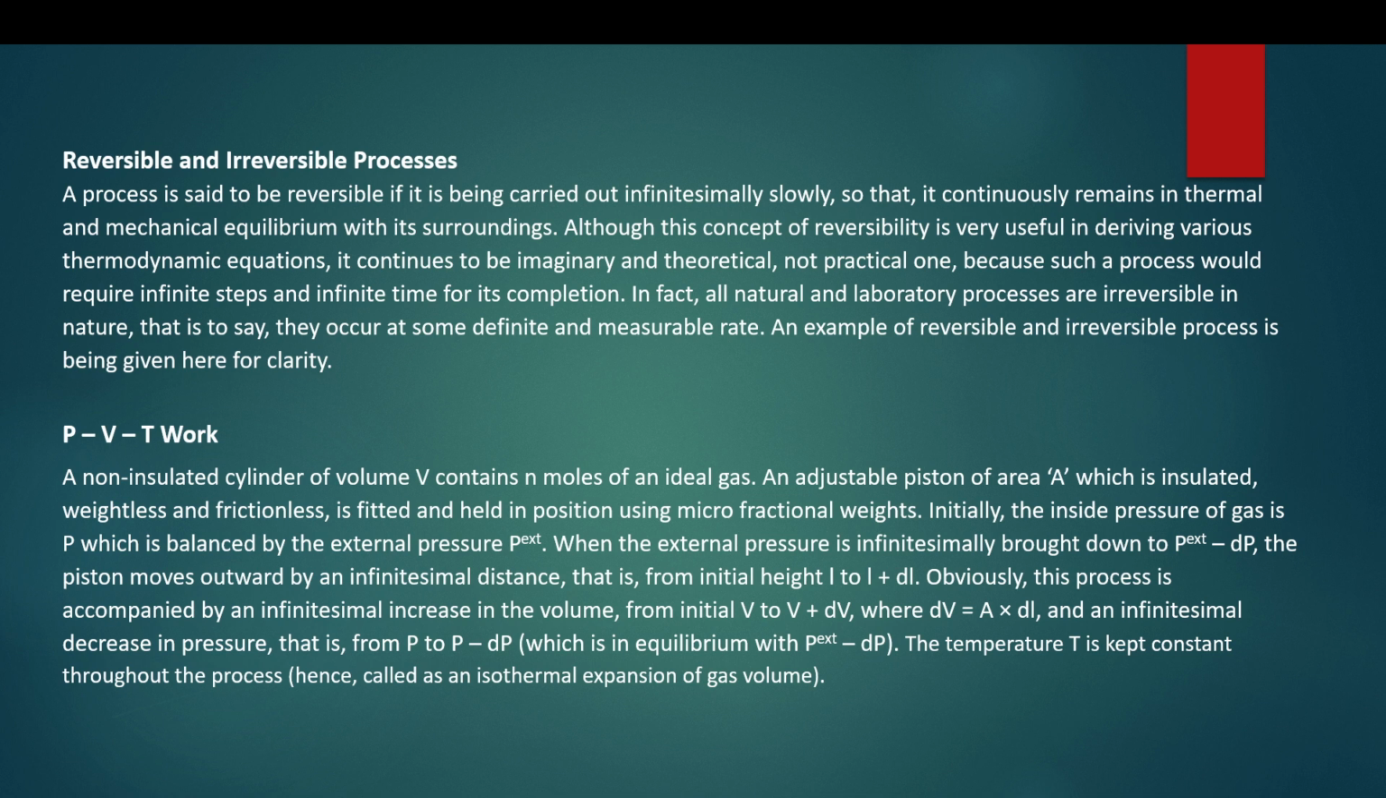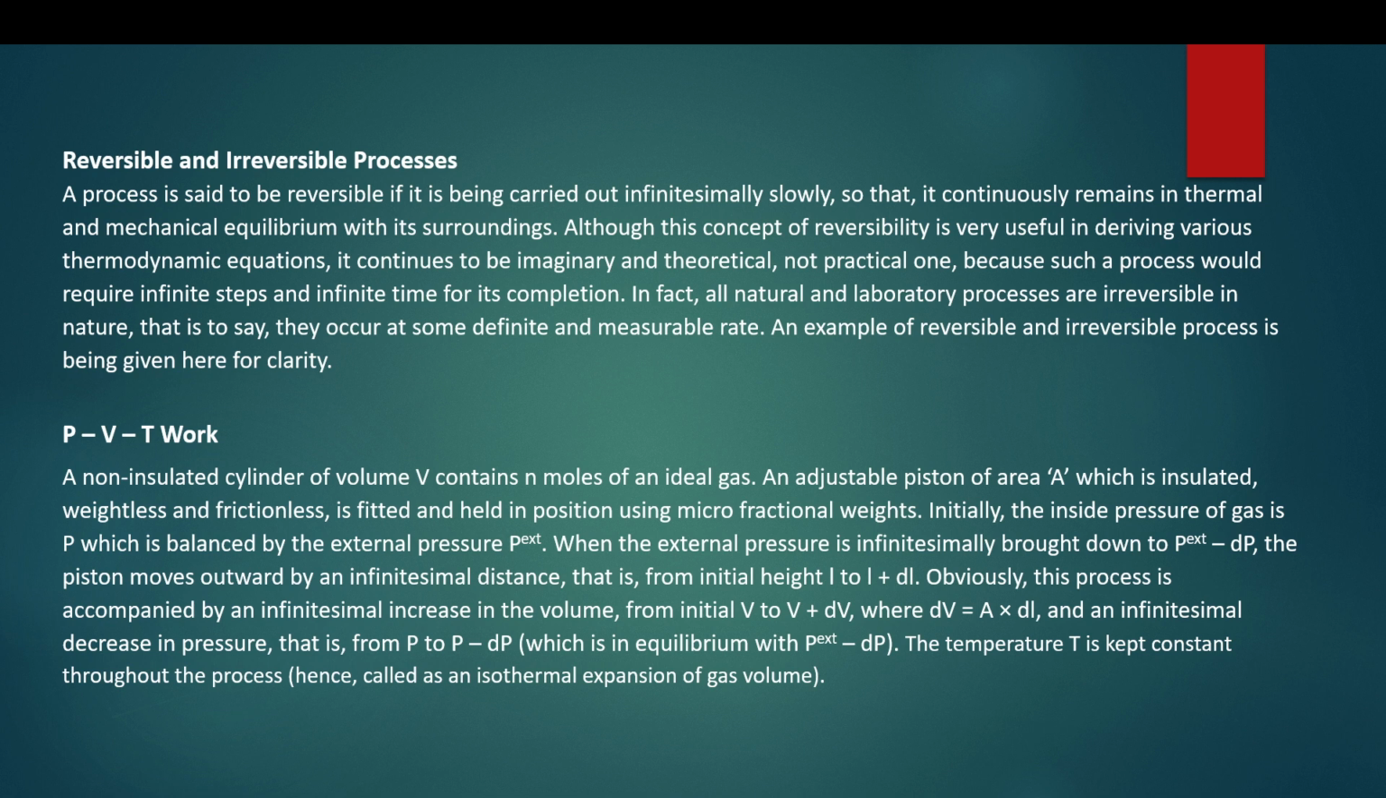A non-insulated cylinder of volume V contains n moles of an ideal gas. An adjustable piston of area A, which is insulated, weightless, and frictionless, is fitted and held in position using microfractional weights. Initially, the inside pressure of gas is P, which is balanced by the external pressure P external. When the external pressure is infinitesimally brought down, P external minus dP, the piston moves outward by an infinitesimal distance, that is from initial height L to L plus dL.